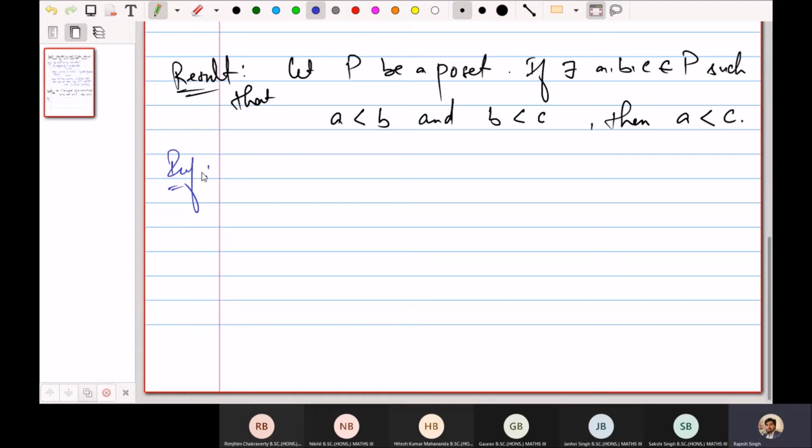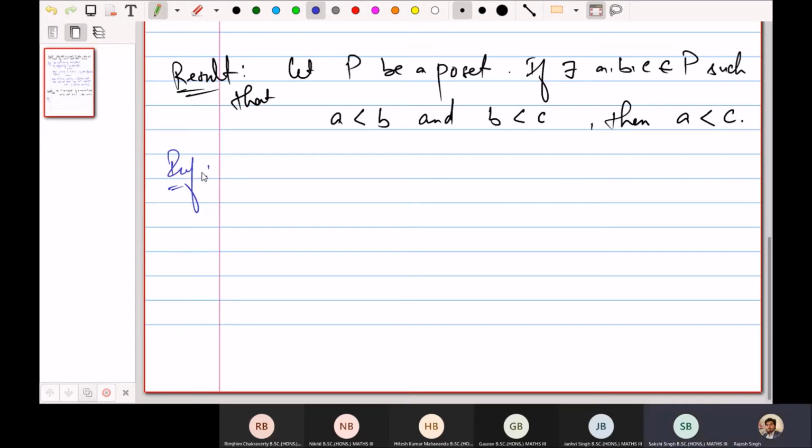हमें क्या show करना है? We have to show that A is related to C and A is not equal to C. So why will A be related to C? By the transitive property. Yes, transitivity से A will be related to C. And why is A not equal to C? अगर A equal to C हो जाएगा तो क्या होगा? A must be equal to B or B must be equal to C.